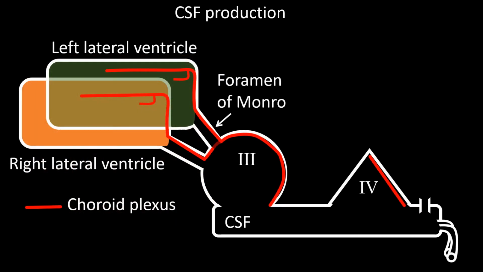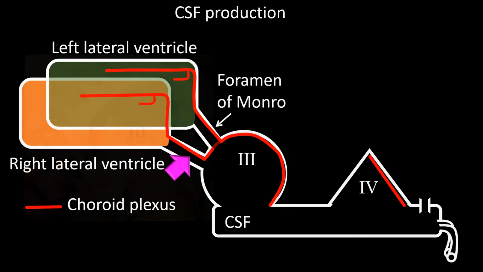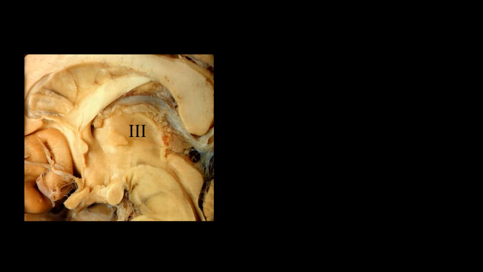Choroid plexus is also present in the foramina of Monro. Going back to the specimen I showed you before, with a little bit of imagination, you can see the choroid plexus coming out of the foramina.